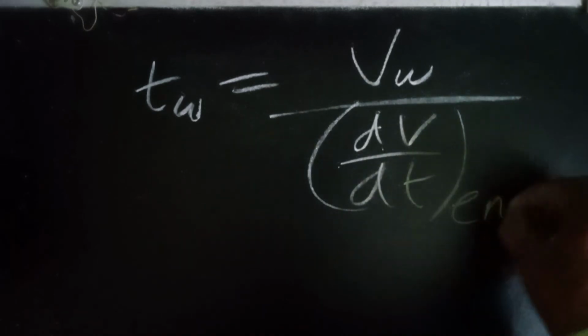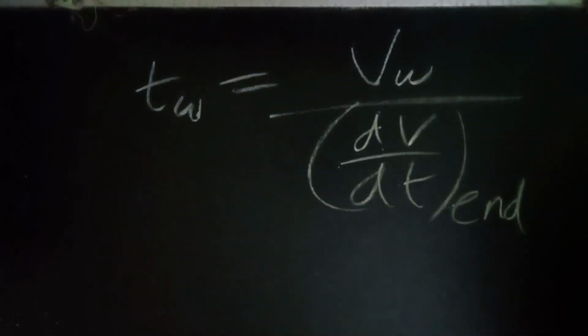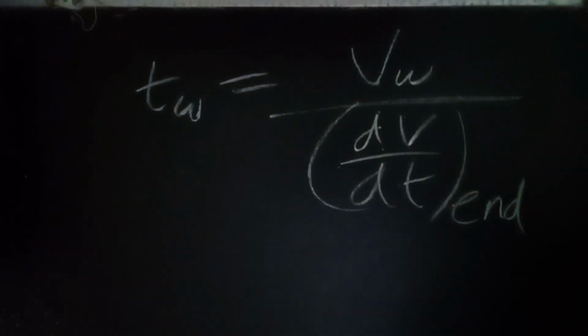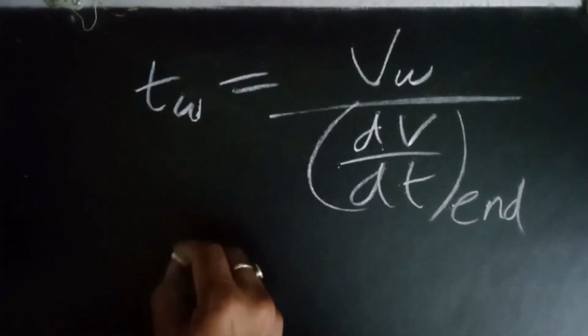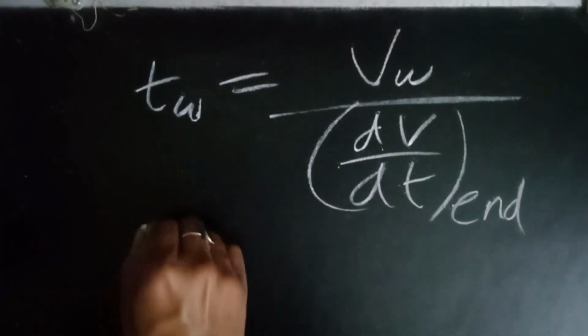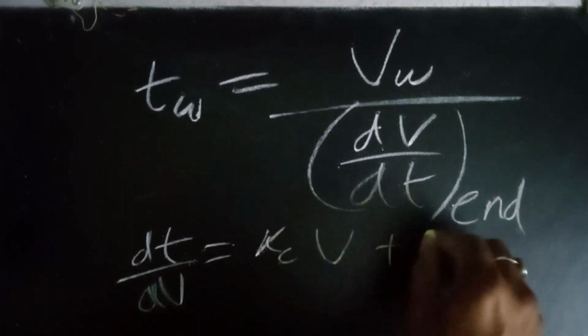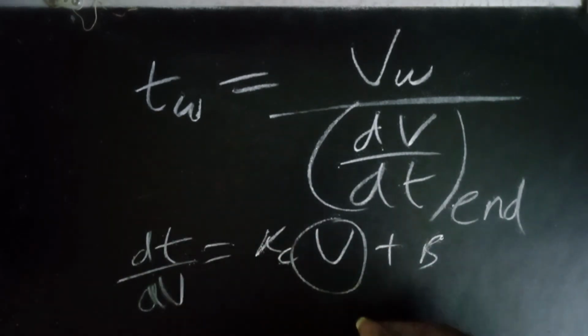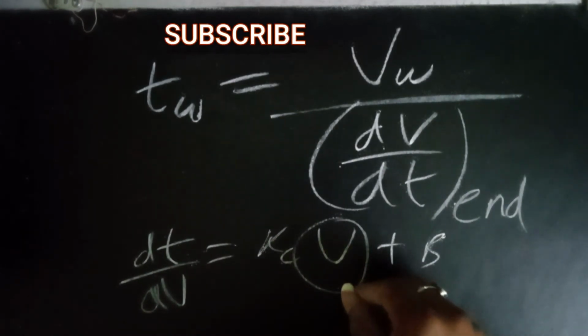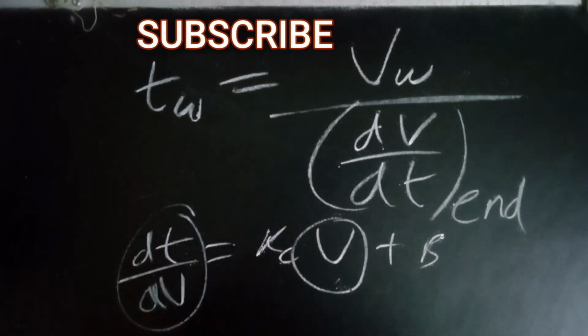Time of washing is nothing but the volume of wash water divided by the end filtrate rate. And the end filtrate rate you can find out using this dt upon dv expression, kcv plus b. Finally, the volume of filtrate would be given to you, and so you can find out this end filtrate rate.